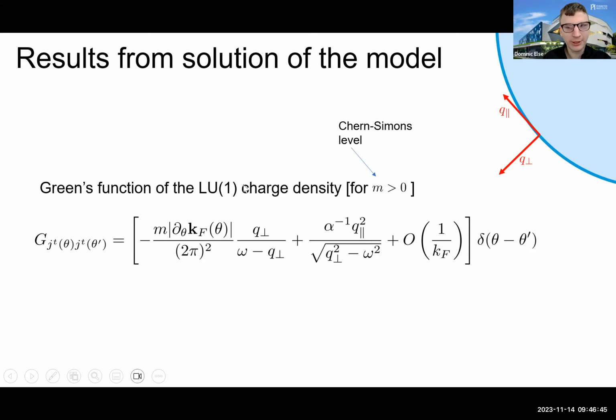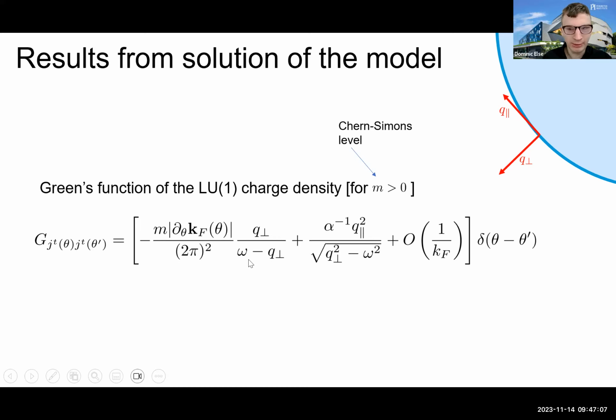The LU1 charge density corresponds to the generators of this loop group, so they're indexed by a coordinate theta. That's why we have theta and theta prime here. In this particular model, it turns out that the result you get is just local in theta space, so you have this delta function here.